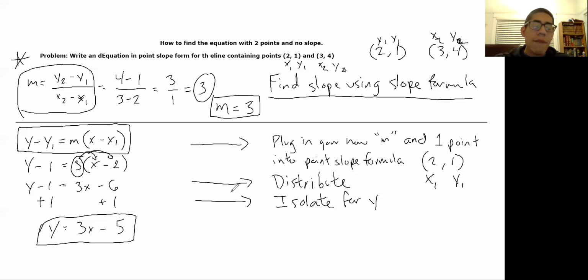On the left side, I have y minus 1. Since it's subtraction, I do the opposite. The opposite of subtraction is addition, so I add 1 to both sides. This cancels out, leaving the y by itself on the left side of the equation. And then I add 1 on the right side of the equation.